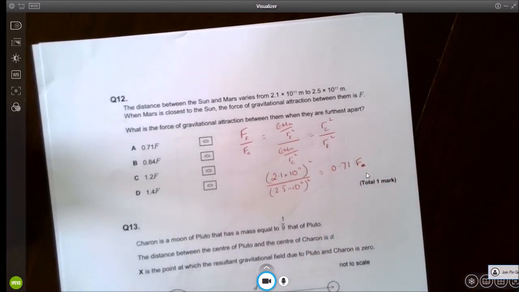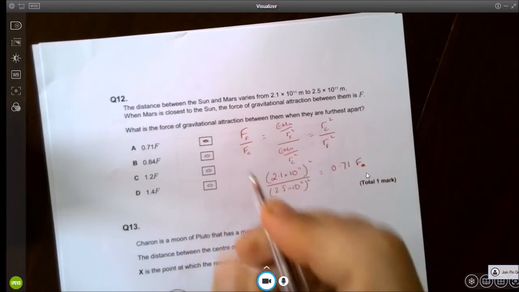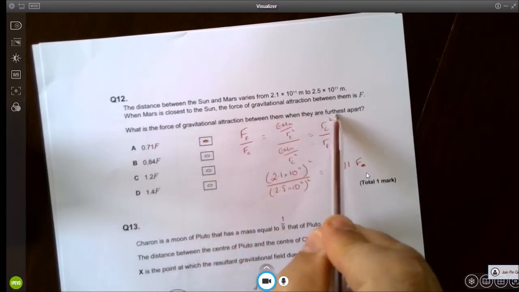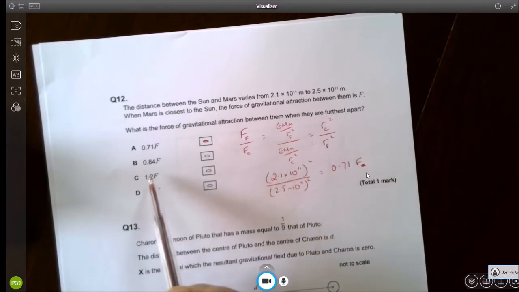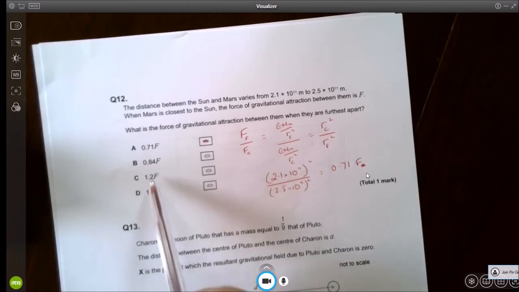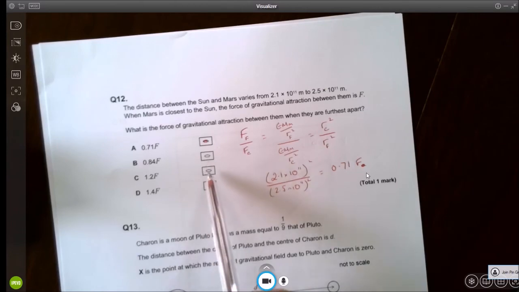Again, if you're struggling for time or finding some of these questions quite difficult, look at the possibilities. What is the force of gravitational attraction when they're furthest apart? Well, it's got to be less than when they're closest, hasn't it? So again, if you put the answer B, at least that's a sensible possible answer. C and D are poor answers really, because you're saying that the force is bigger when they're further apart.